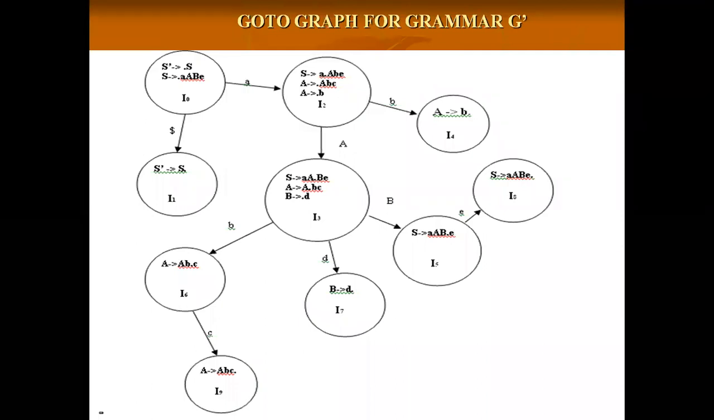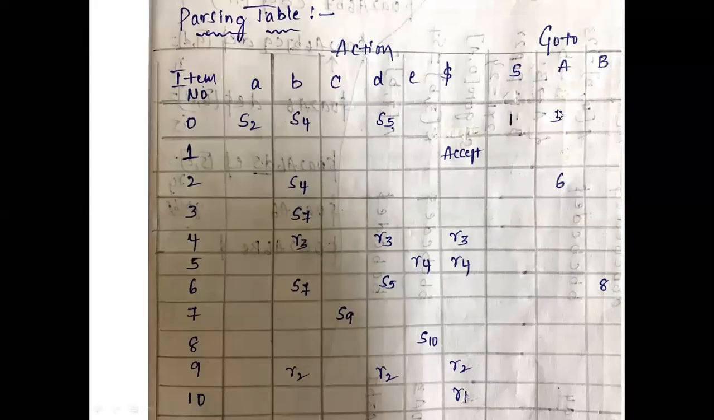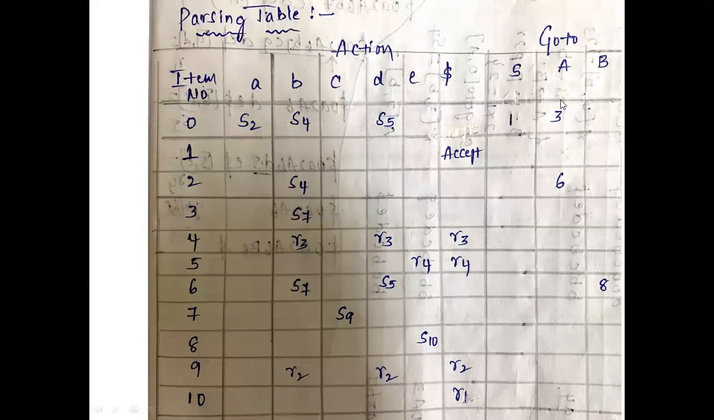Why? Because in the parsing table, we are only considering the grammar G variables, not the grammar G dash variables. If you consider the grammar G dash variables, then here we need to write the S dash, right? And this is for the grammar G, and the computations are from the grammar G dash. Is it clear?